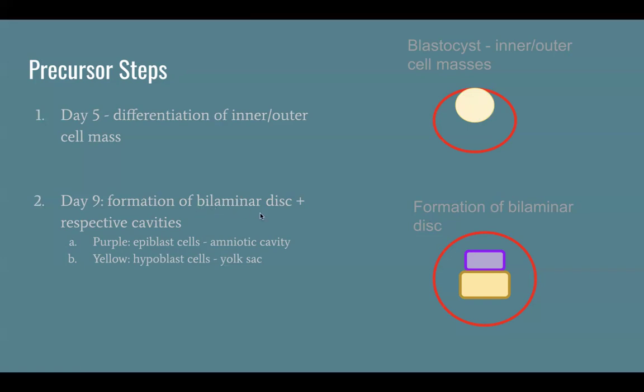Bi meaning two, laminar meaning layer. So the bilaminar disc means the two-layer disc. So you have your epiblast cells and your hypoblast cells. So this big rectangle doesn't actually represent the disc itself. It represents the cavity. So what's the actual disc is just a segment of that. So it would be just this portion over here. Only the dark portion would be the bilaminar disc.